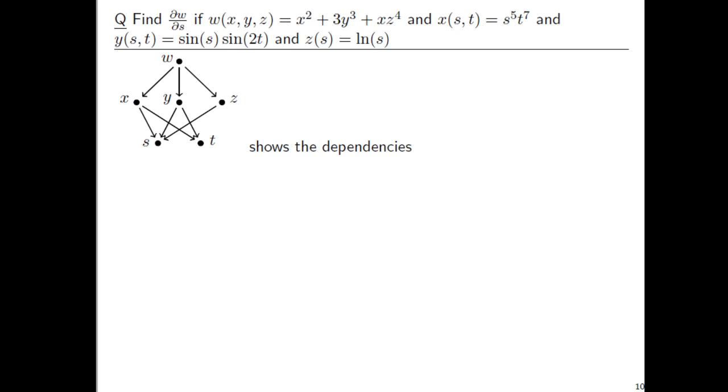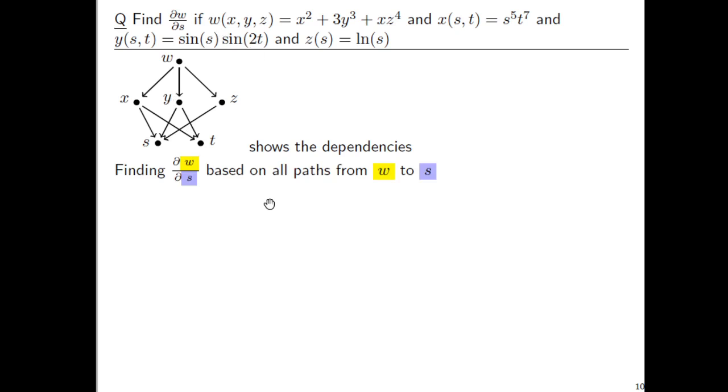So this is our dependency diagram. I hope that looks okay. Just take a minute to stare at this. Every time there's an arrow downward, it's because, for instance, why is there an arrow from y down to s? It's because if we look at the formula for y, it has both s and t involved.